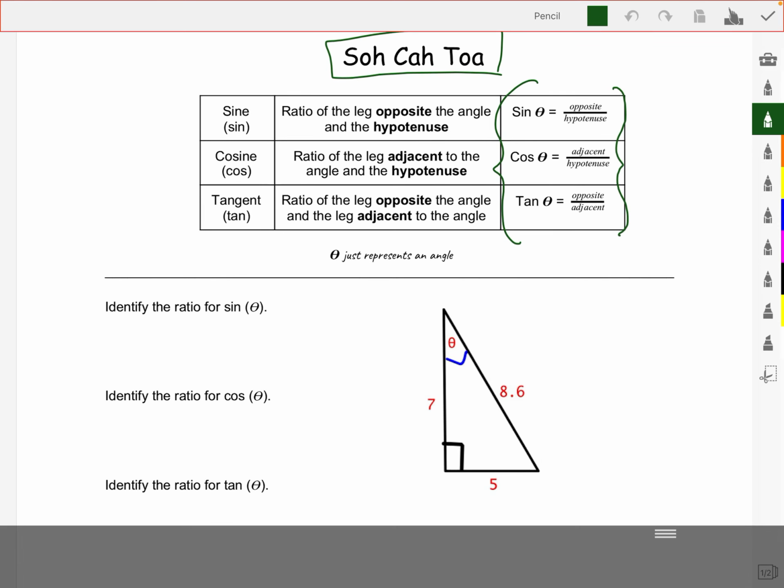So I have a triangle down here, and I'm going to identify the ratio for sine of theta, cosine of theta, and tangent of theta. To get started, I'm going to go ahead and write which side is the opposite, the adjacent, and the hypotenuse from my triangle. So the easiest for me to figure out first is the one opposite the 90-degree angle. That's going to be my hypotenuse.